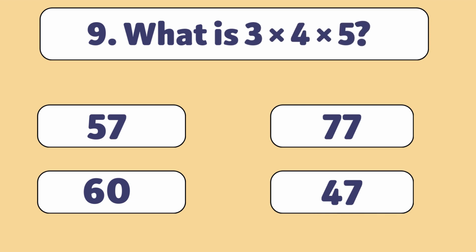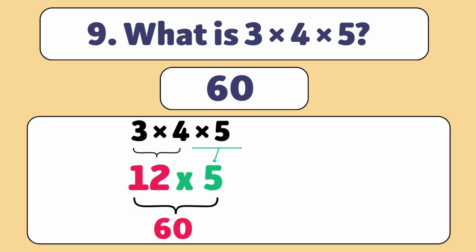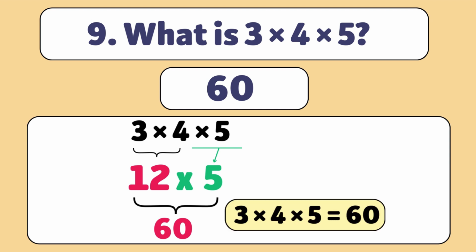What is 3 times 4 times 5? 60. Simply multiply the first two numbers. 3 times 4 equals 12. Then multiply the result by the next number. 12 times 5 equals 60. Therefore, the answer to 3 times 4 times 5 is 60.